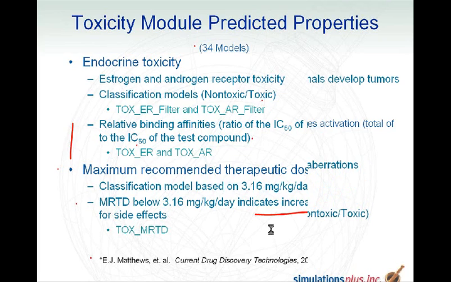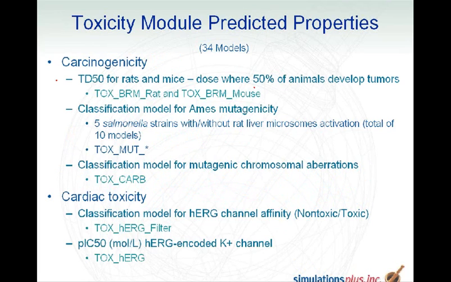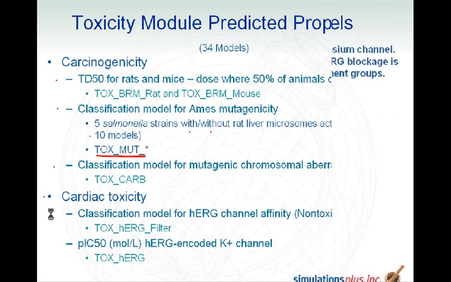For carcinogenicity, we have TD50 for rat and mouse. So this is the dose where 50% of the animals develop tumors. We have classification models for Ames mutagenicity. We look at 5 different strains of Salmonella, and each one of those strains is with or without rat liver microsome activation for a total of 10 models. And then the prefix for each of these model names is toxmut, and then whatever strain it is at the end. We have a chromosome aberration model, toxcarb, and a cardiac toxicology model, which I'll describe in a little bit more detail on this next slide.